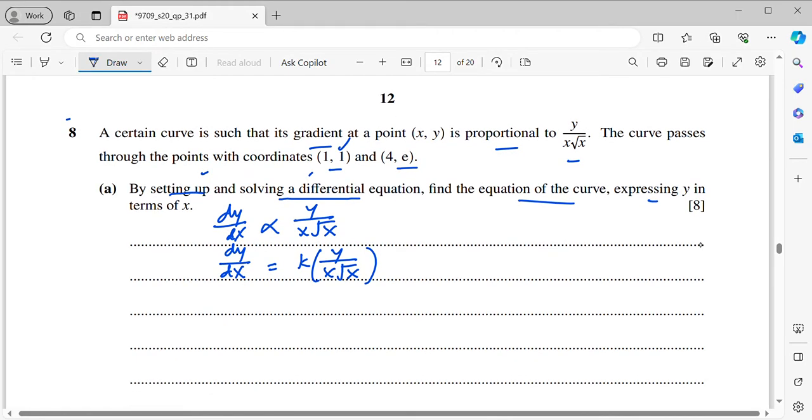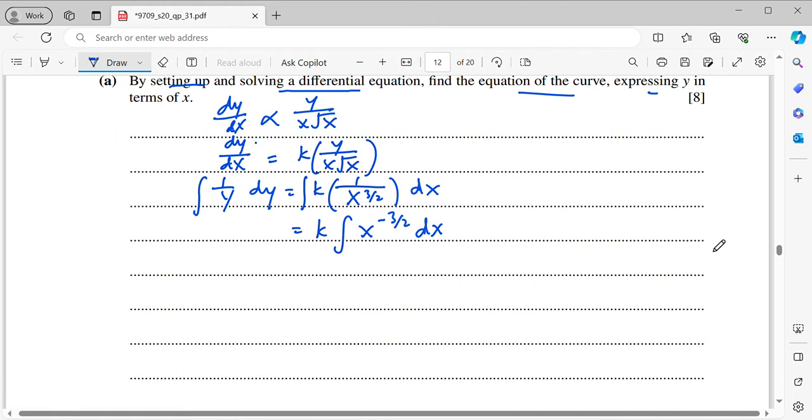Since dy is the numerator, the y will be on the left side. I will be getting 1 over y dy equals k times 1 over x square root x, which is basically x to the power 3 over 2, then dx. And now I integrate both sides. For the right hand side, I move up the x and factorize k because k is a constant. For the left hand side, I will integrate using the ln.